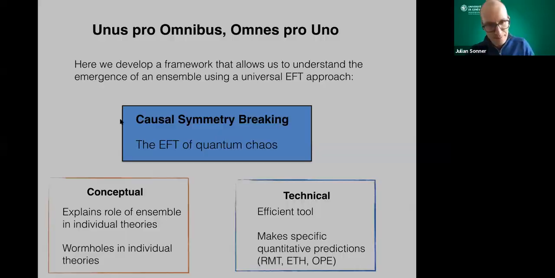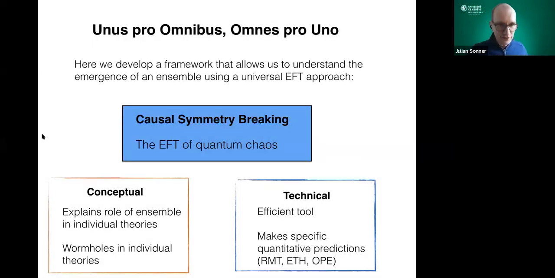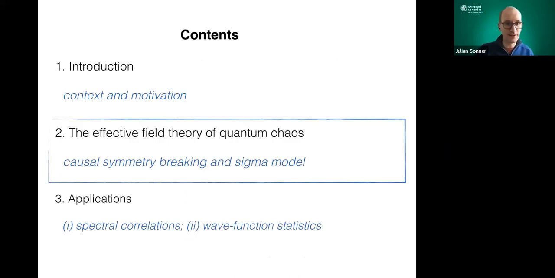Okay, so we have these light degrees of freedom, which are basically determined by some symmetry breaking principle that I would like to explain to you. We're going to use it as a conceptual tool and then also as a technical tool. It will be a very efficient tool, and we're going to use it to make some new specific quantitative predictions. Depending on time, I might talk about one of several aspects there.